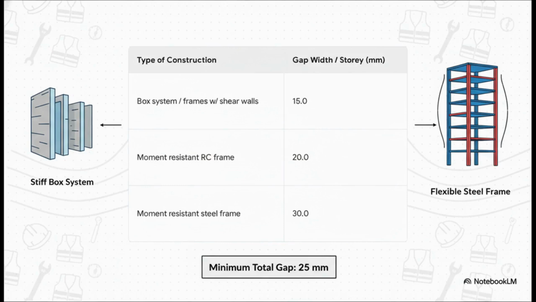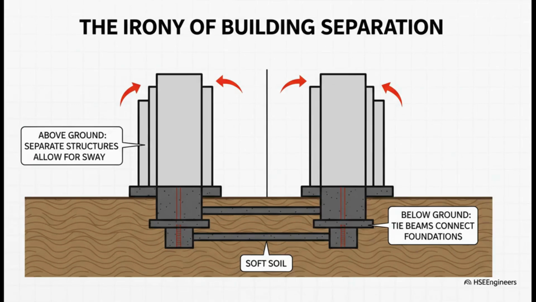And here's the key part. No matter what you calculate, the minimum total gap can never be less than 25mm, period. Now, here's something that sounds like a total contradiction. Above ground, the rule is separate, but below ground, especially on softer soils, the rule is the exact opposite, connect.